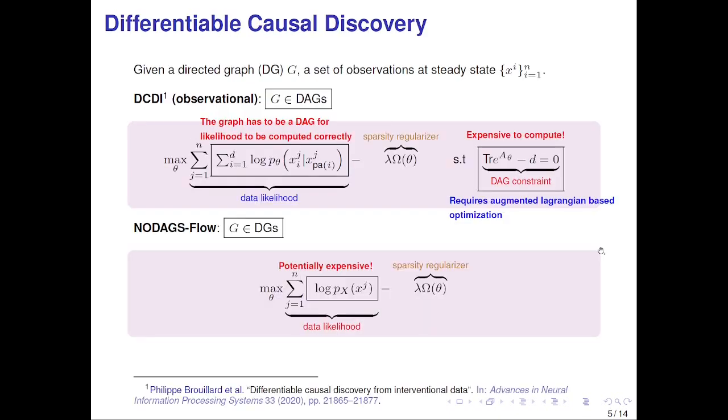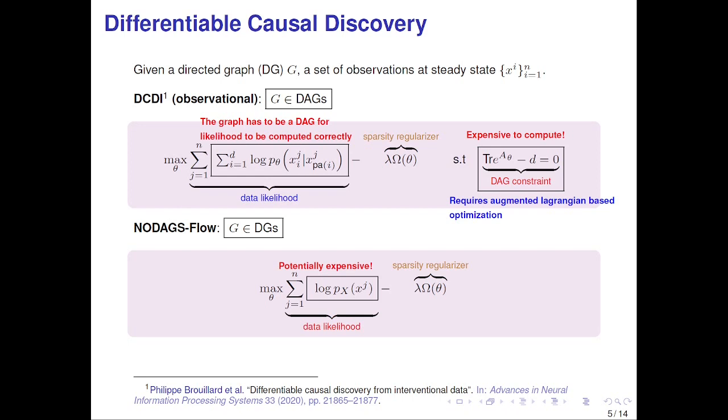Under the assumptions stated previously, we want to think of this problem within the framework of differentiable causal discovery. Differentiable causal discovery methods have gained significant popularity in recent years due to their flexible nature and the ability to learn nonlinear causal relations. DCDI is one such state-of-the-art technique developed by Brouillard et al., where the structure is learned by maximizing the data likelihood along with a sparsity regularizer by restricting the search space to the space of DAGs.